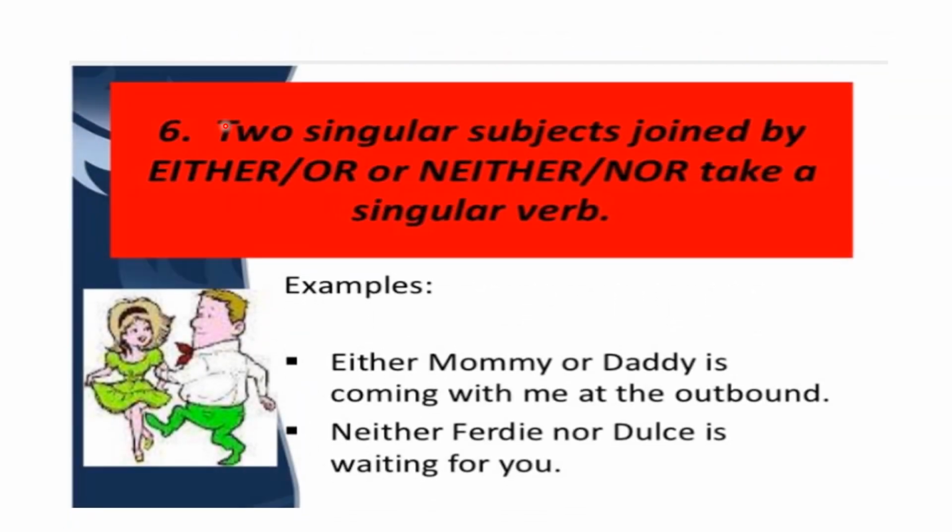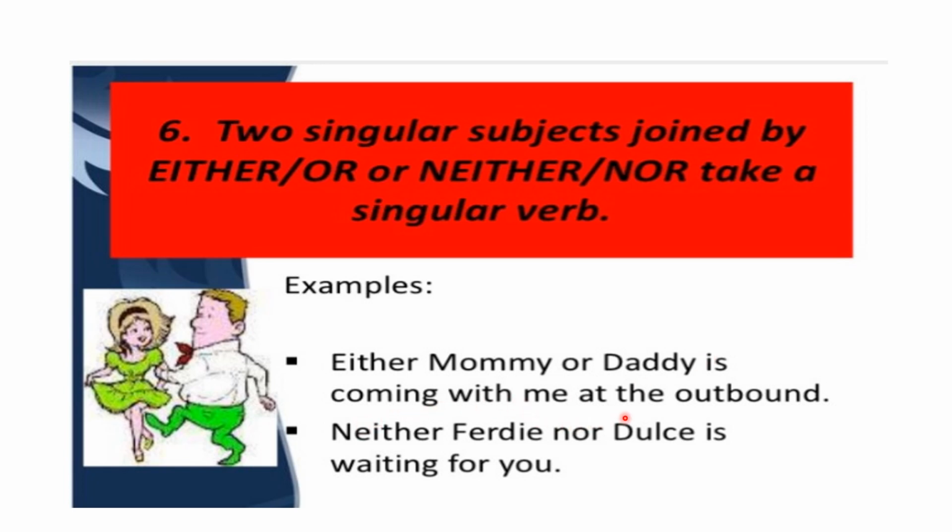The sixth rule: two singular subjects joined by either-or or neither-nor take a singular verb. Look at the following examples. Either Mummy or Daddy is coming with me at the outbound. You see here there are two singular subjects, Mummy and Daddy. They are joined by either-or. So therefore you will use the singular verb is.